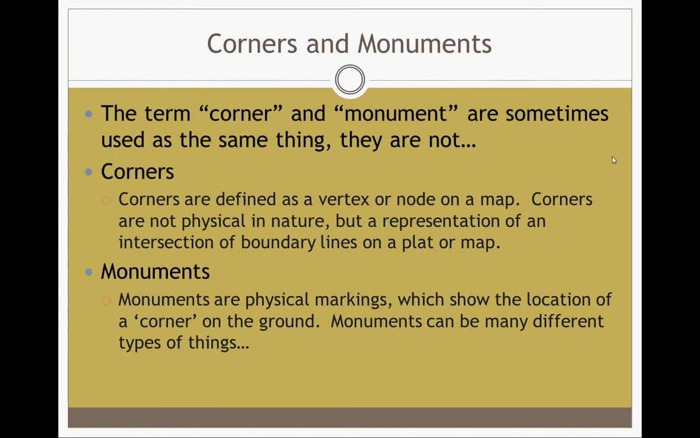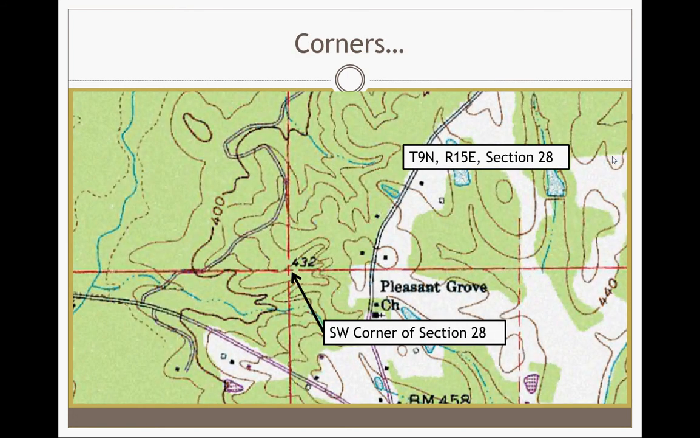I've seen all different types of monuments throughout my career. I've seen bed rails, I've seen iron pipes, I've seen concrete monuments. So this picture here is in Kemper County, Mississippi, and we found the southwest corner of section 28, and it's located here on this topographical map. As you can see, the arrow is pointing to the intersection of two section lines, and this is a corner of four sections, and we're looking at the southwest corner of section 28.